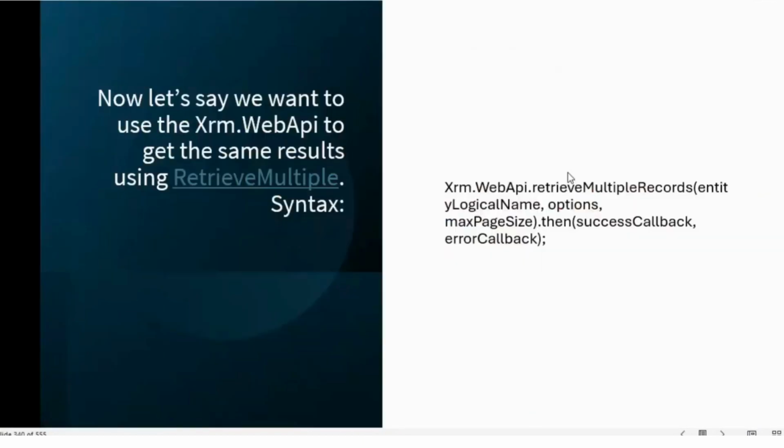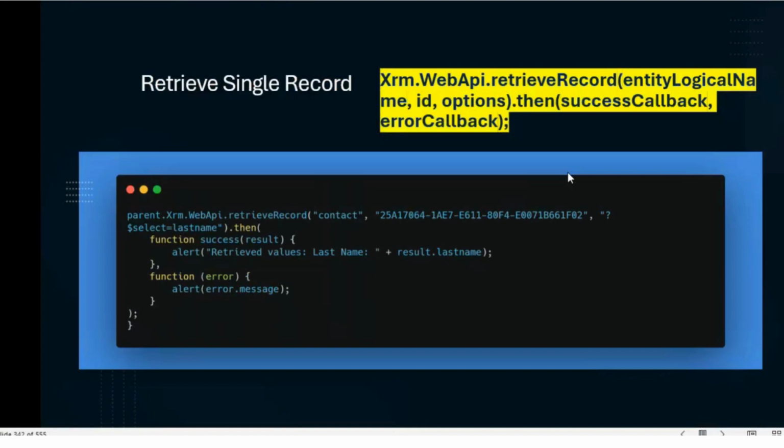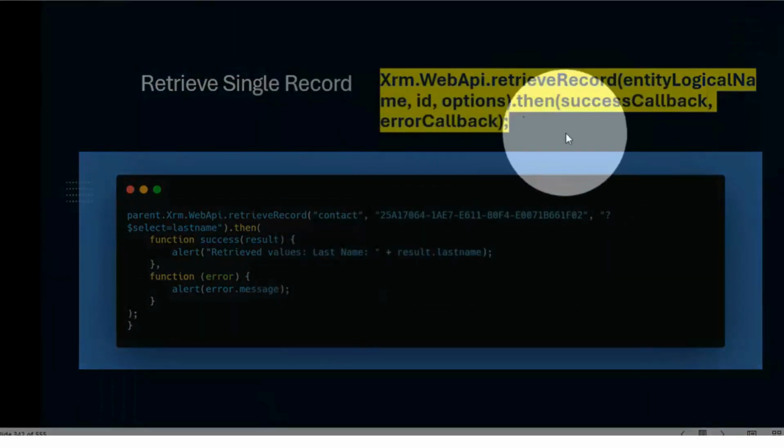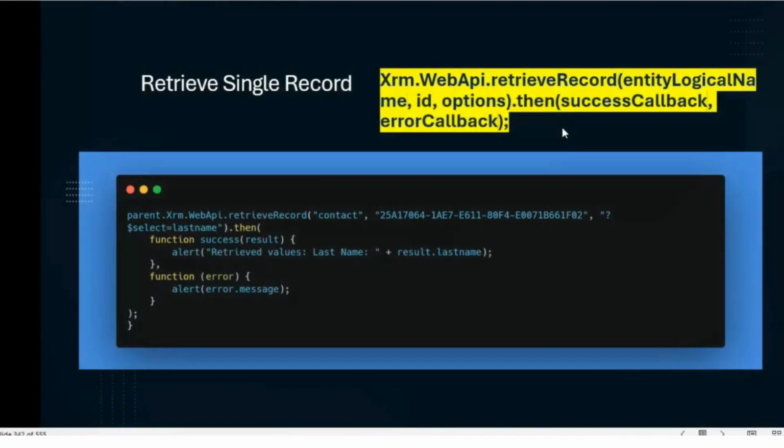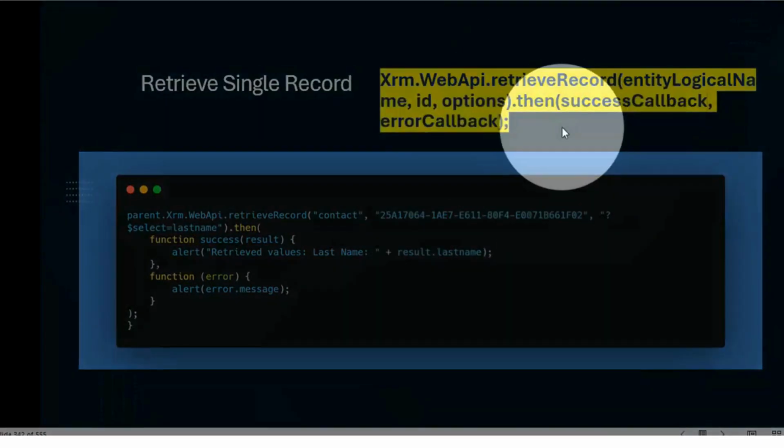Now if you see for retrieving a single record, Xrm.WebApi, there you said dot createRecord, right? Here we are using retrieveRecord. But here in the retrieve scenario, we are passing the entity logical name, comma, ID, comma, options. Then within the parenthesis, success callback.